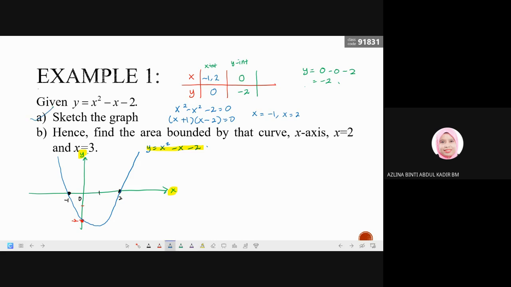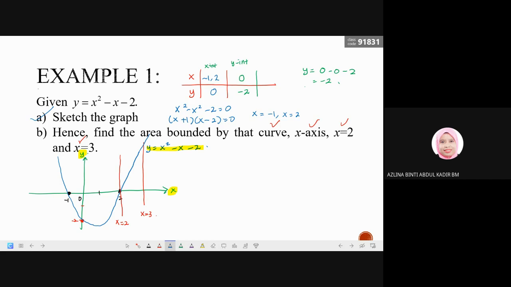Part A dah. Hence find the area bounded by that curve, x-axis, x equals to 2 and x is equals to 3. So now we have curve, x-axis ada dah. X is equals to 2, ini adalah line x is equals to 2. And then here is x is equals to 3. Ada line kan? Then dia kata bounded by 4 lah.